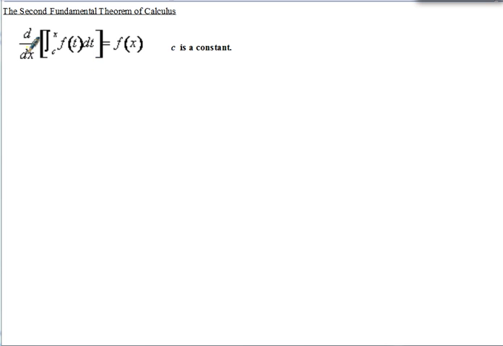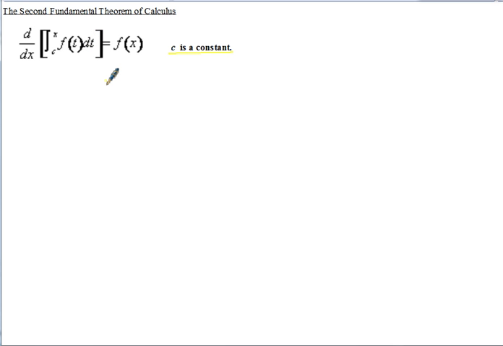So notice we've got the derivative, d over dx, of the integral from c to x of f of t dt, and c represents a constant. So this is the second fundamental theorem of calculus. Remember, the first fundamental theorem of calculus is how you actually evaluate a definite integral. So that's how we're going to work this out.